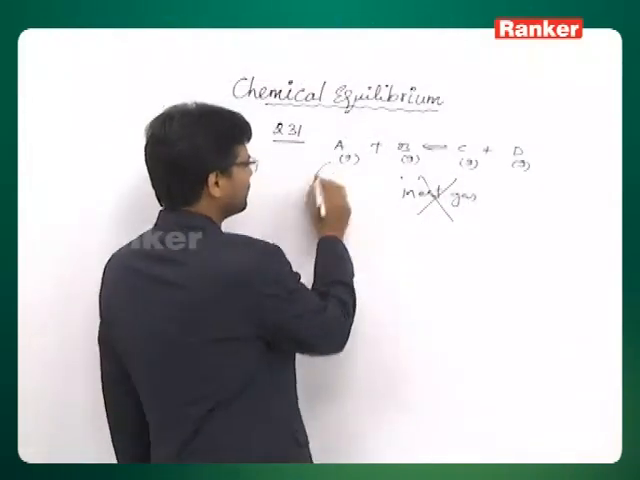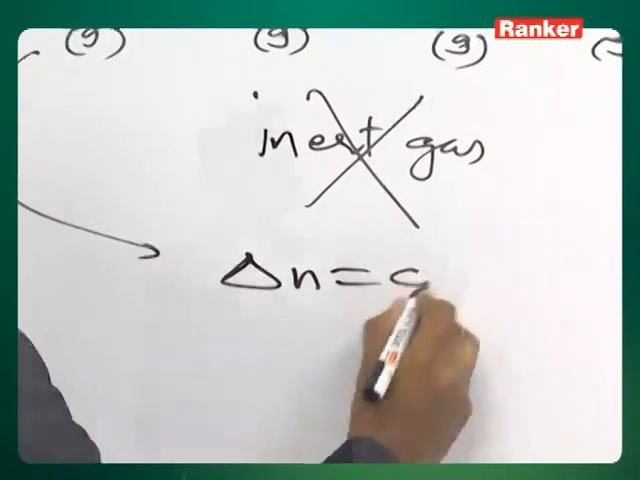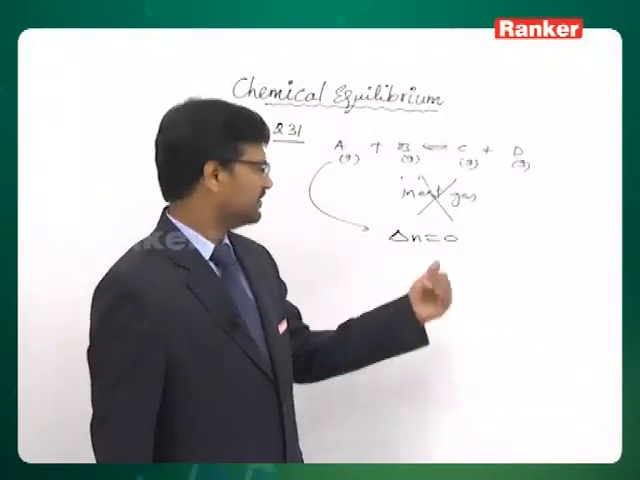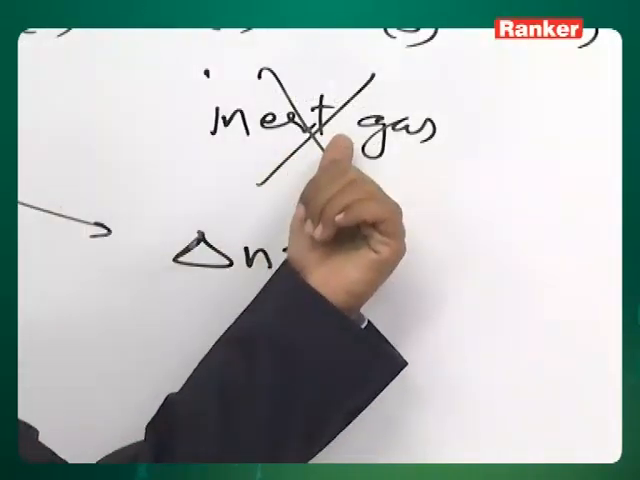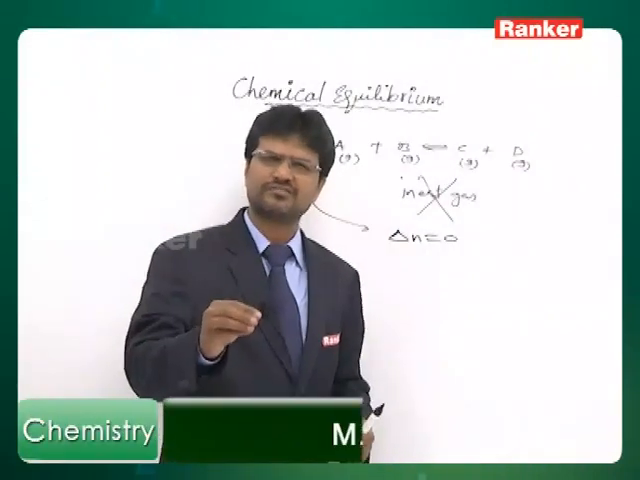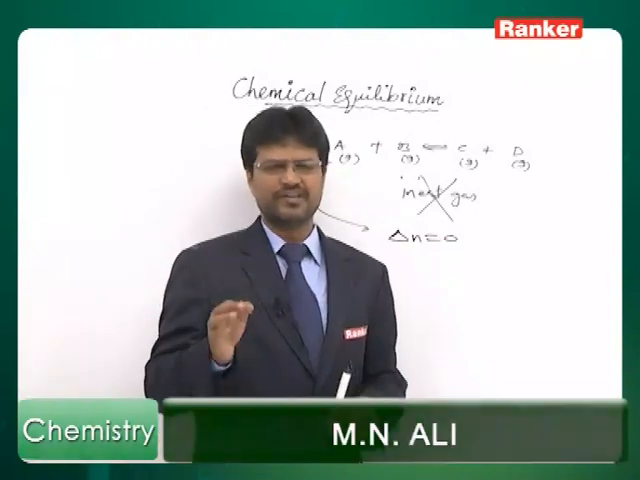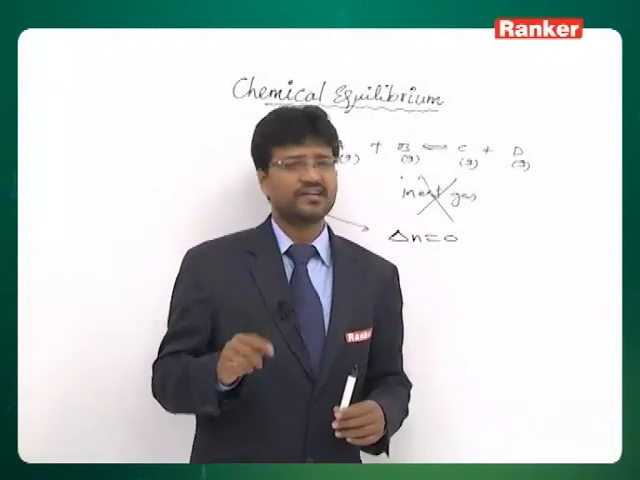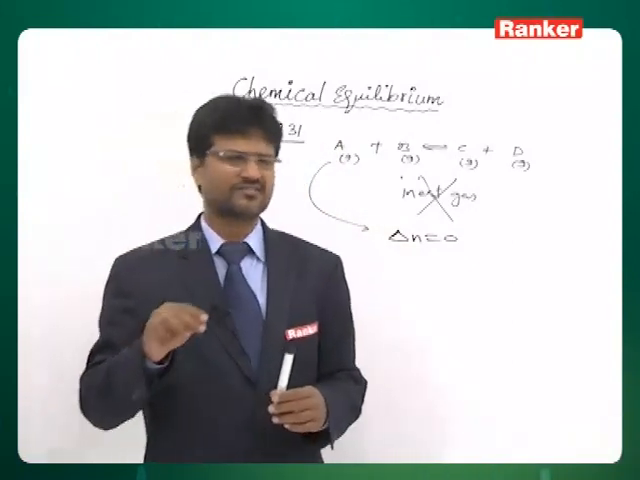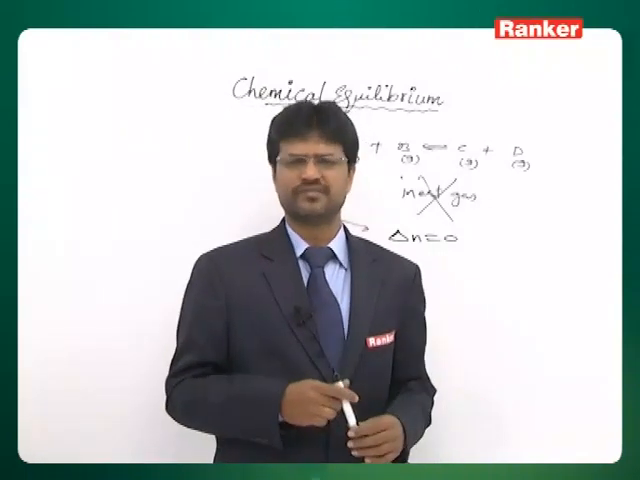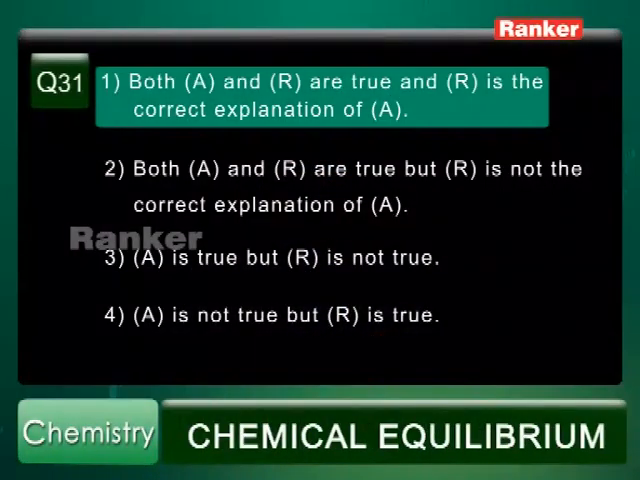Try to realize that for this reaction, delta n is equal to 0. So for any reaction where delta n is equal to 0, there won't be any effect of inert gas whether the reaction is carried out at constant volume or constant pressure. Same is mentioned in the reason. For the reaction where delta n is 0, there is no effect of inert gas whether the reaction is carried out at constant volume or constant pressure. So the correct answer is first option.